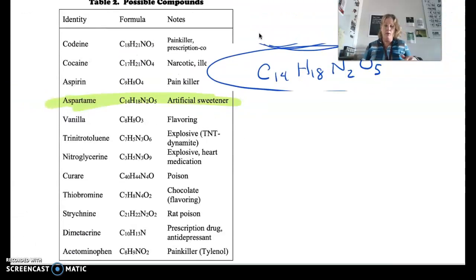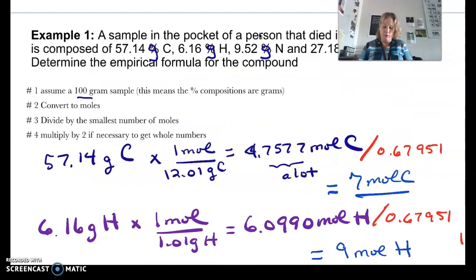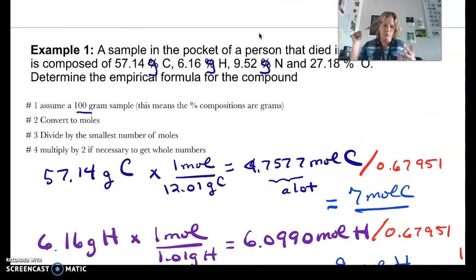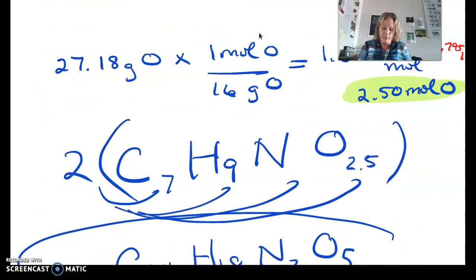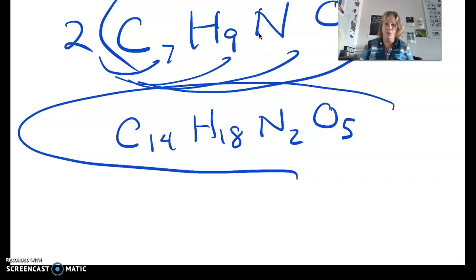So that's just how you can take, again, I'll just review with you, the percent compositions you assume on a 100 gram sample. So each of them, the percentages are now grams. Then we convert to moles. Then we divide by the smallest number of moles, and we hope for whole numbers. Sometimes you will get the whole number. This time we didn't, where we had that 2.5. So we did have to then multiply the whole thing by 2 to get the empirical formula. But ultimately, that is what we did. This is the empirical formula.